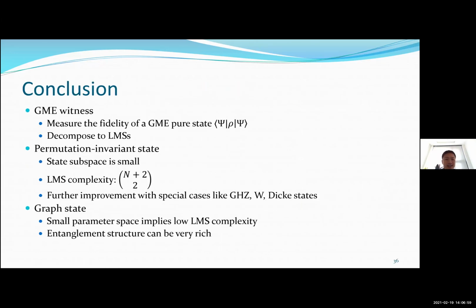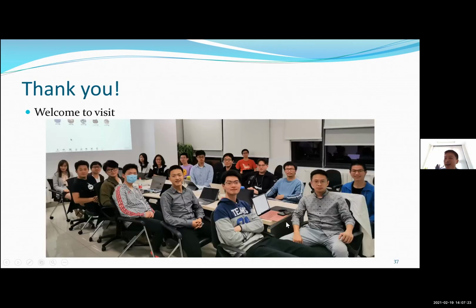So in conclusion, if you want to measure the fidelity of the permutation invariant state, how many local observables do you need? Roughly speaking, it's on the order of n square. And for some special cases, you can do better, eventually linear. For graph states, we can also have a very low local measurement setting complexity. All right, thank you. And any questions?